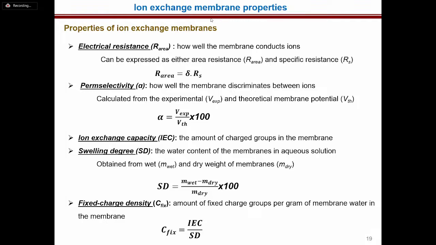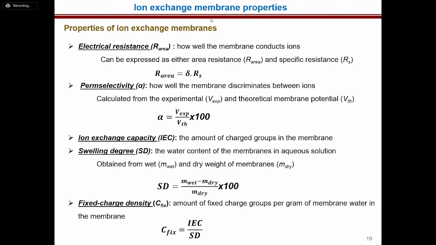So it means the ion exchange capacity of the membrane is per dry weight. The fixed charge density also helps you to understand how the membranes behave, for example, in a very highly concentrated salt solution or in a very low salt solution, depending on how they swell and how they shrink and so on.